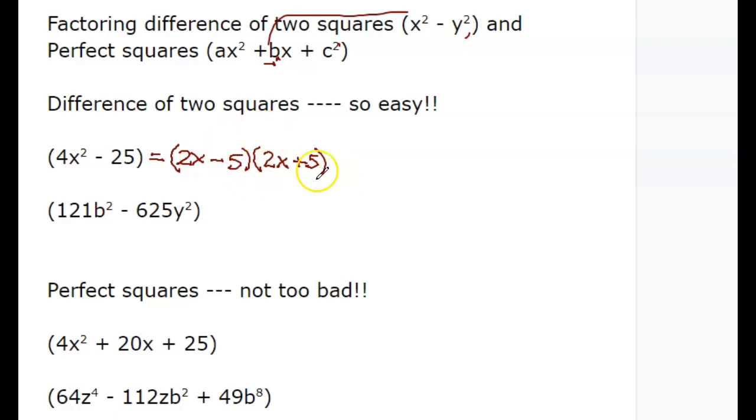Remember when we FOILed these before, the shortcut version is, oh, they're lookalikes. Square this term, 4x squared, square this term, 25, put a minus sign in between.